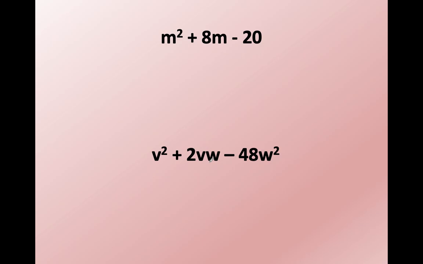Okay, and here is an example for you to give a try for this last type. If you try this m squared plus 8m minus 20, that is going to be m plus 10 times m minus 2.